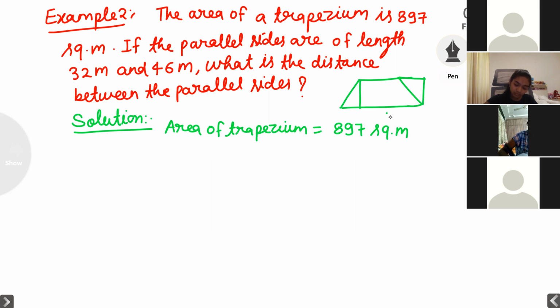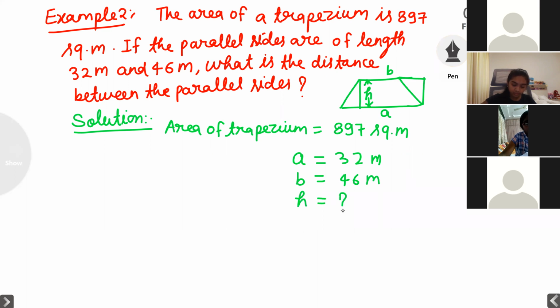This is A, B, height. The value of A he has given, A equals 32 meter, B equals 46 meter. What is the distance between the parallel sides? It means he is asking to find the value of h. Question mark.